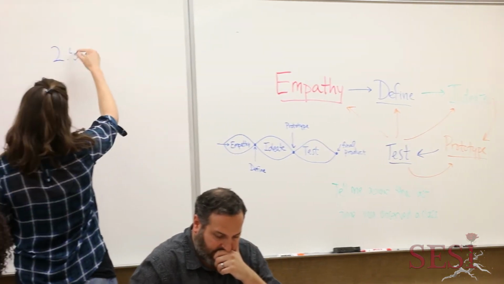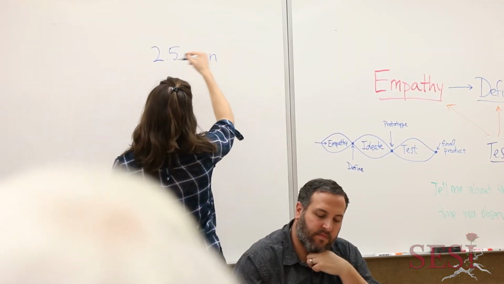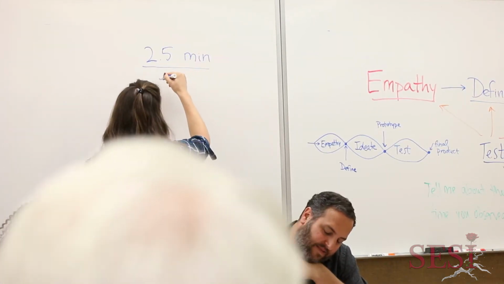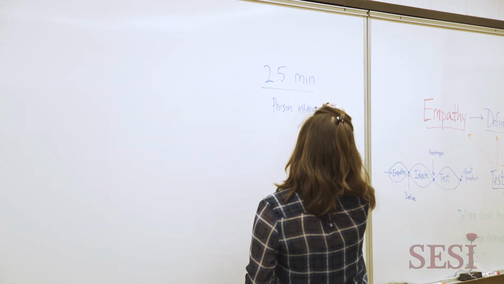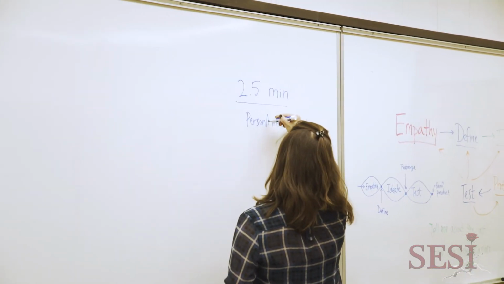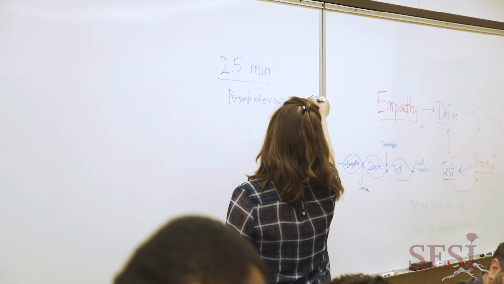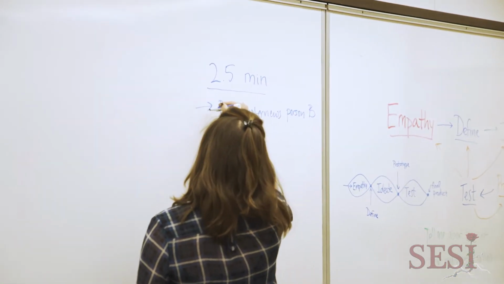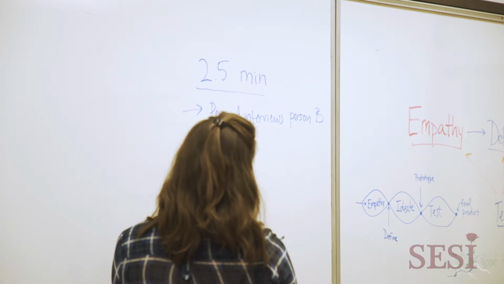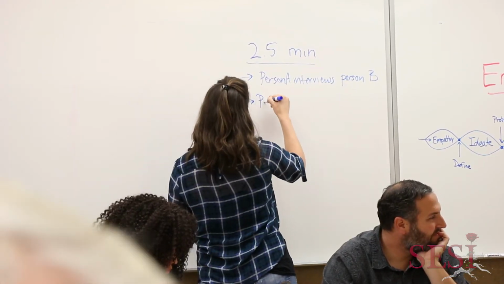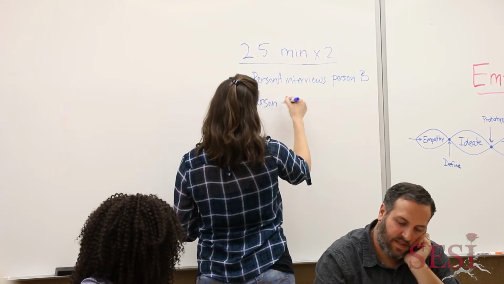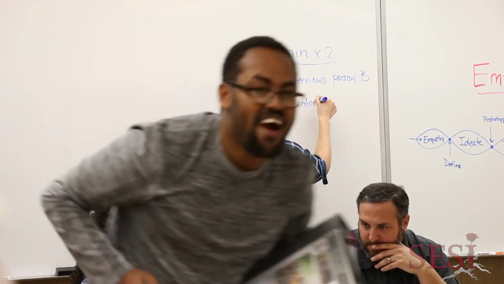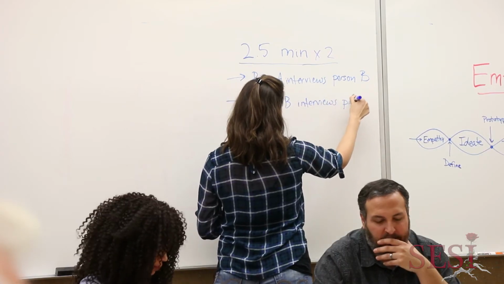Okay, 2.5 minutes. I will cut you off. I will be a jerk about it and say stop. So person A interviews person B. Also, I'm talking at 1.5 speed today because this is a very short amount of time to be doing this. Okay, and then we're going to swap. So this is 2 minutes times 2, because then person B is going to turn around and interview person A.